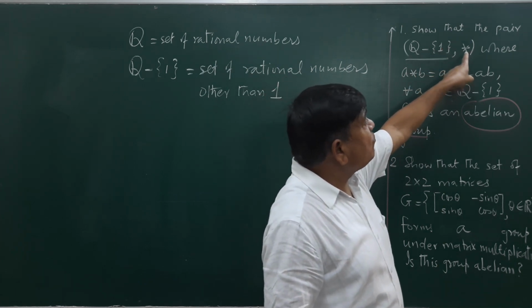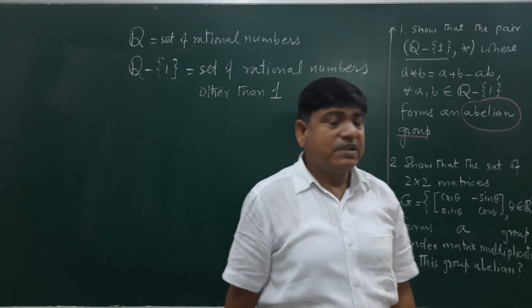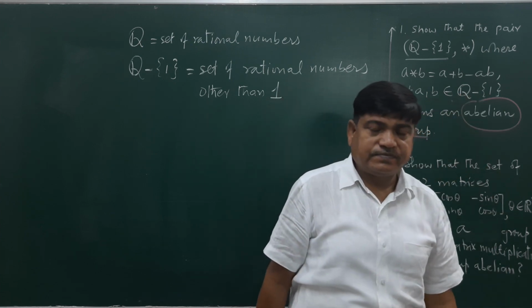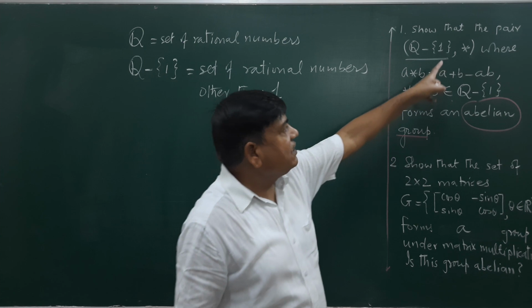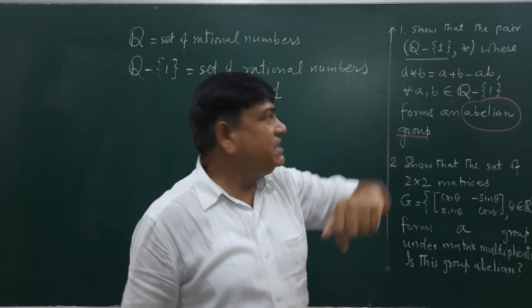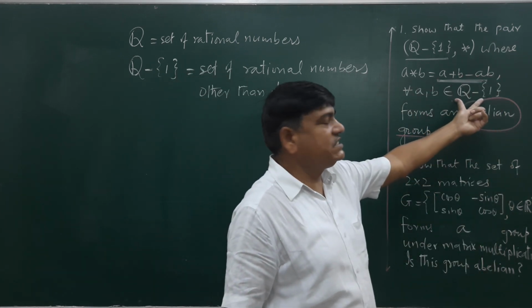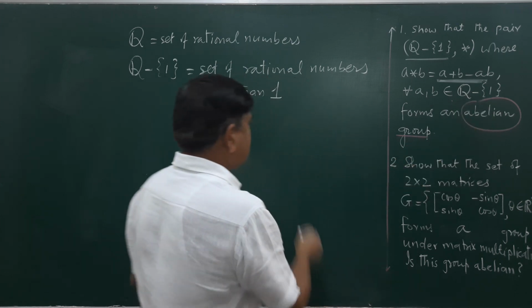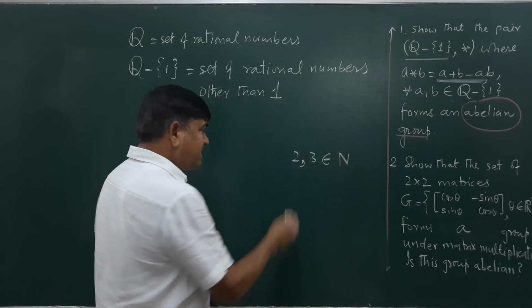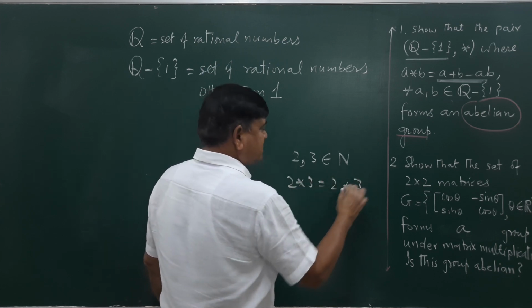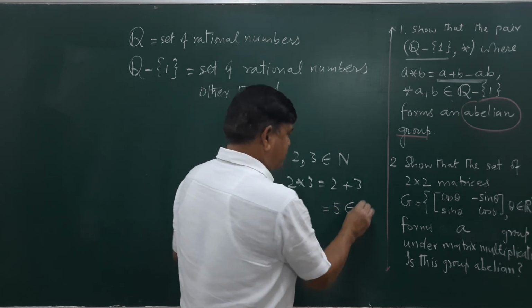So this set is given with a binary composition where the definition is a plus b minus ab for all a, b belongs to this. The first task is to check whether this operation is binary or not, meaning we have to prove this is a member of this particular set. Like I wrote, 2, 3 belongs to N. The operation is 2 plus 3, that is plus. Then the answer is 5. 5 belongs to N.